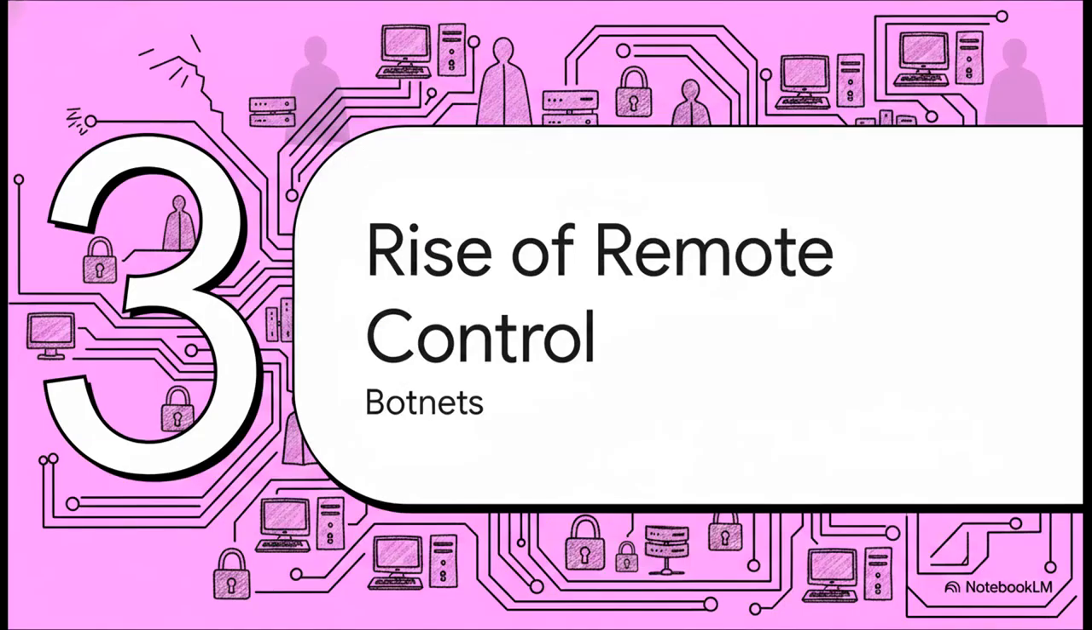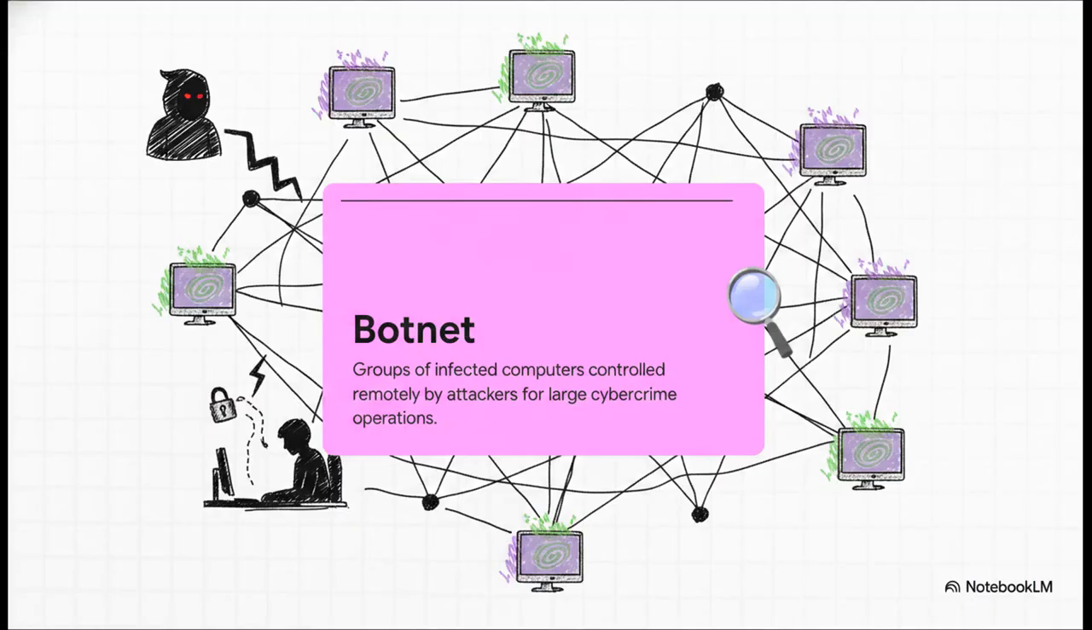Which brings us to Chapter 3, Rise of Remote Control. By 2010, the next major change arrived. Cybercriminals realized that simple, noisy disruption wasn't the best way to operate. There was incredible value in silence. They moved into the shadows to build dark, connected networks.